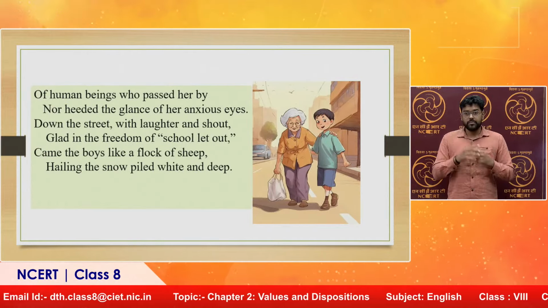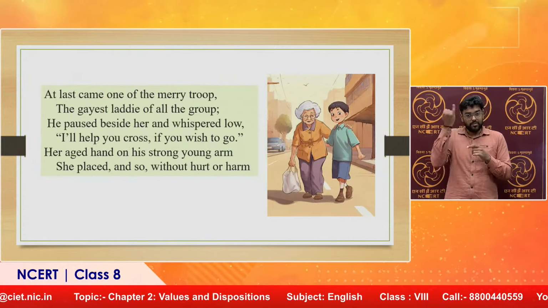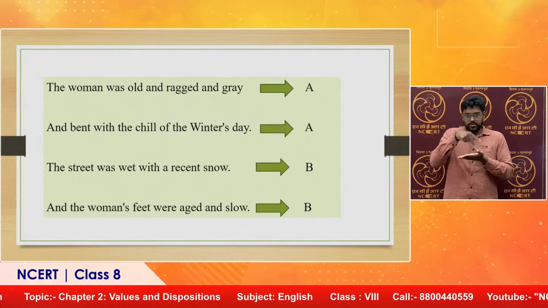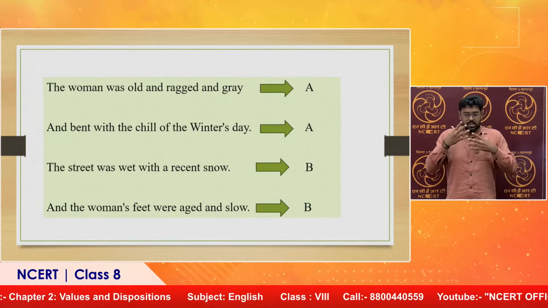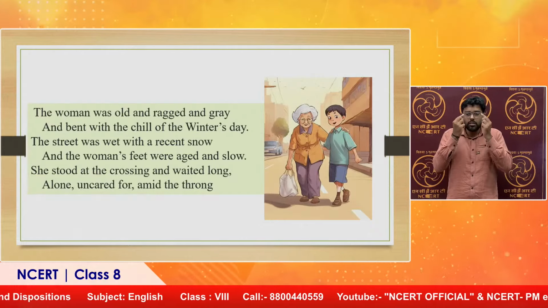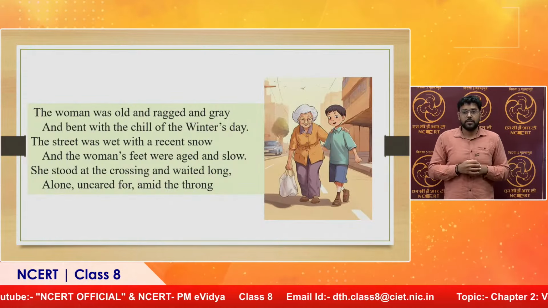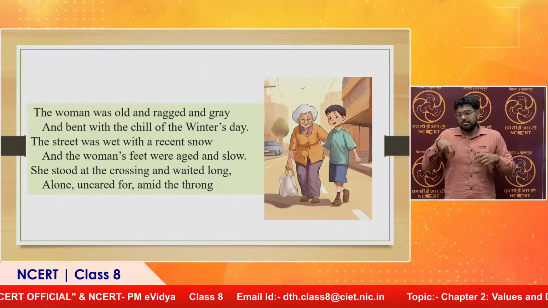And ma'am, the central idea is there is a lady who is standing on the road, and she is all gray, and her hands are very much shaking, her eyes are anxious, and it's all over snow, and she is so aged that she can't walk alone, and she is looking for help, and she waited long so that someone should help her. But uncaring about the lady, people are passing, going here and there.